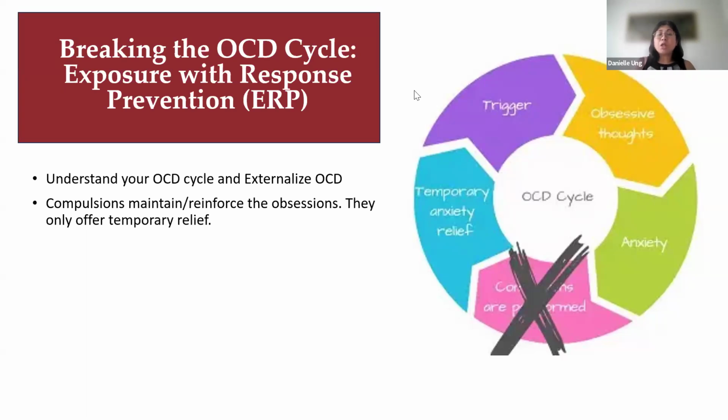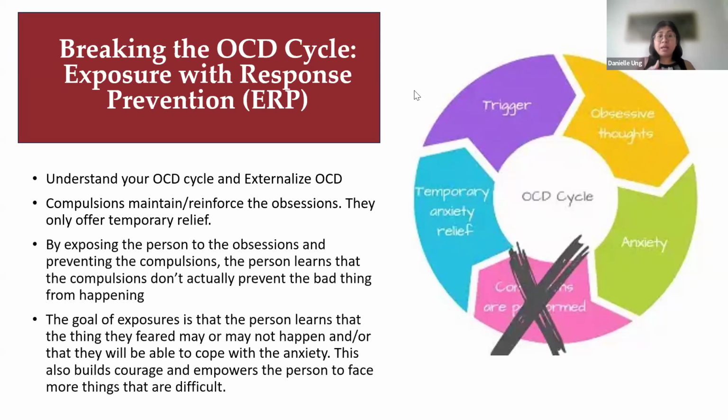Okay. So the first bit is to understand your OCD cycle and to call it out when you see it and to label it. Again, as I mentioned, the compulsions are what maintain and reinforce the obsessions, and they only offer temporary relief. They're simply a band-aid. They don't make the obsessions go away for a long period. They don't cure the individual of OCD. They only offer temporary relief. And then the cycle begins again.